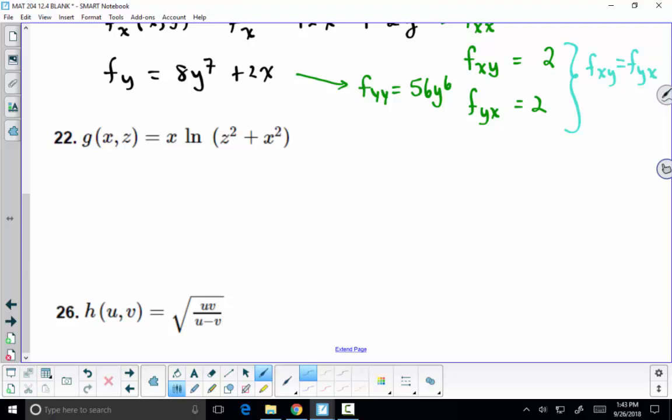All right, so let's try this one. How about g sub x and g sub y? Wait, what's that? You're doing g sub y instead of g sub z? Why would they put a z in there? Oh gosh. Make sure you're paying attention. All right, you guys try g sub x and g sub z. Can you dig it?